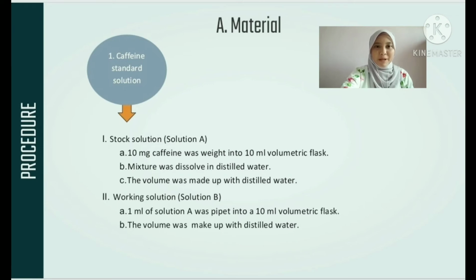For part A, experimental. First, we will make caffeine standard solutions, which are solution A and solution B. To prepare the stock solution or solution A, 10 mg caffeine was weighed into a 10 ml volumetric flask. The mixture was dissolved in distilled water. The volume was made up with distilled water. For the working solution or solution B, 1 ml of solution A was pipetted into a 10 ml volumetric flask. The volume was made up with distilled water.